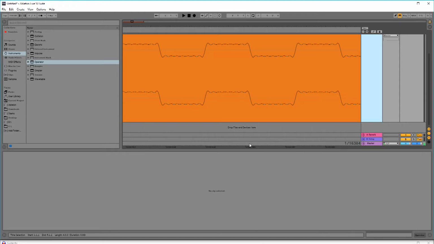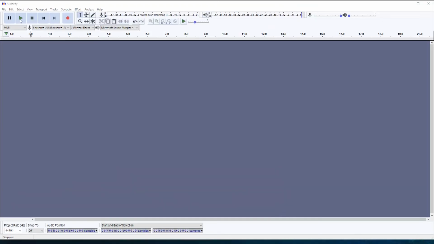But why do various processes create distortion in the form of harmonics? Similar to how intentionally adding harmonics to a sine wave can create other waveforms, such as a square wave. Let's approach this question from another angle. Let's look at Audacity.